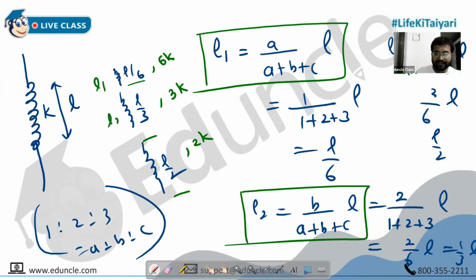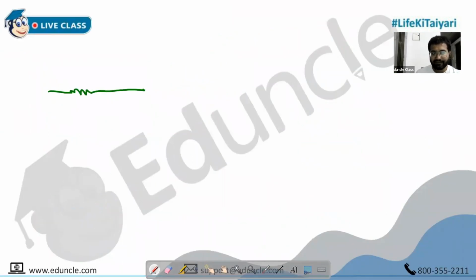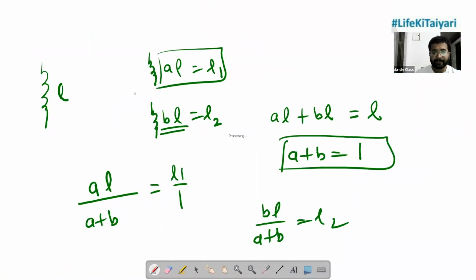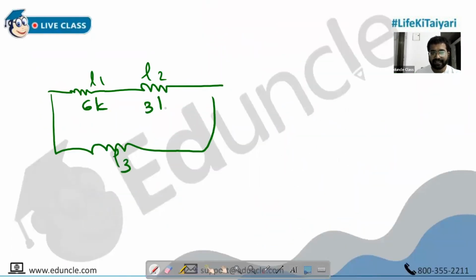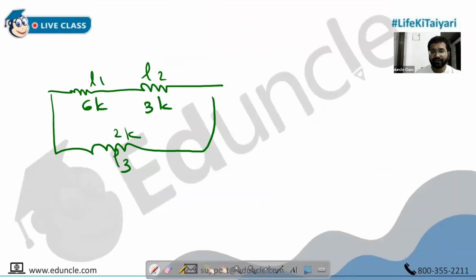So this is L1, this is L2, and this is L3. And what they have mentioned is that L1 and L2 are in series and L3 is in parallel. So what is L1? It is 6K. What is L2? It is 3K. And what is L3? L3 is 2K. And now you know what to do.